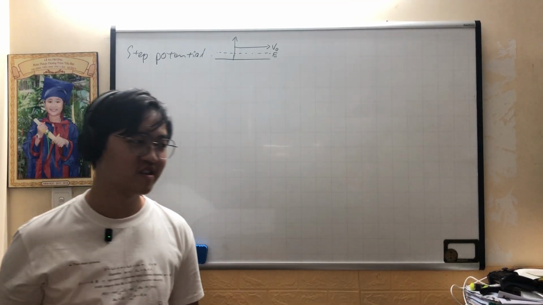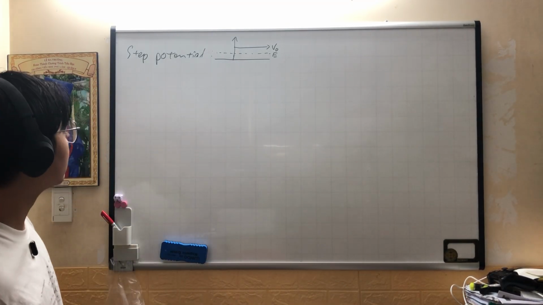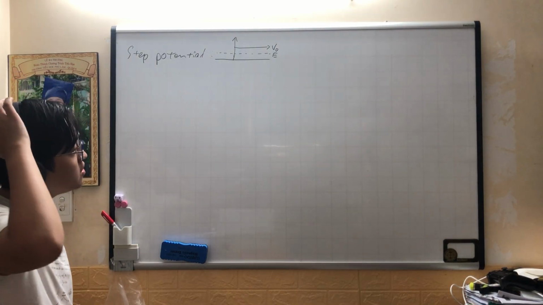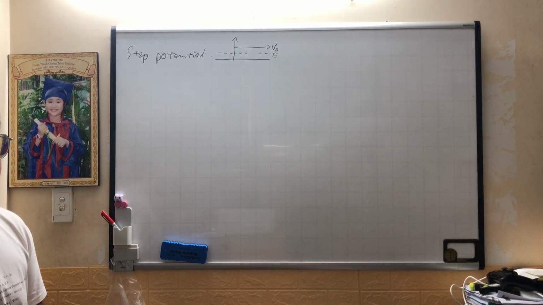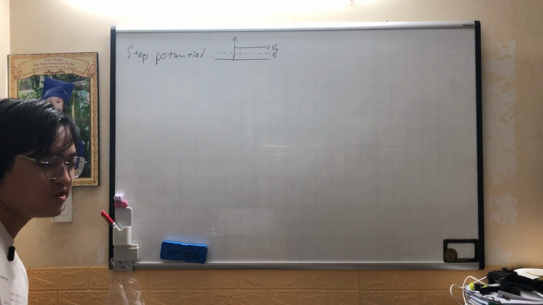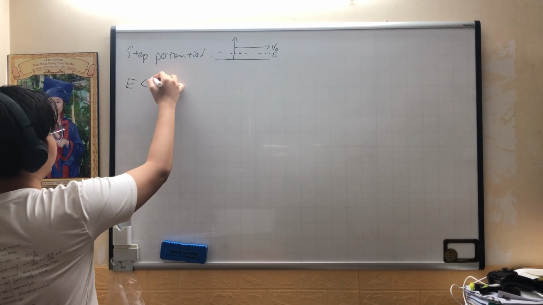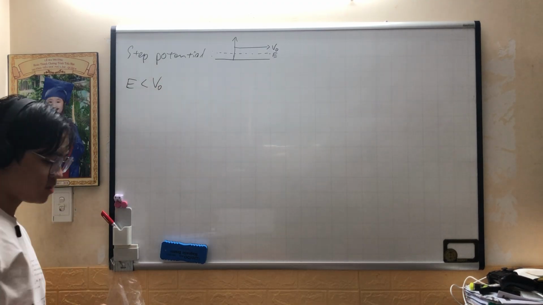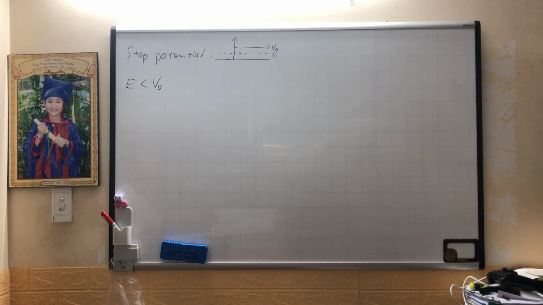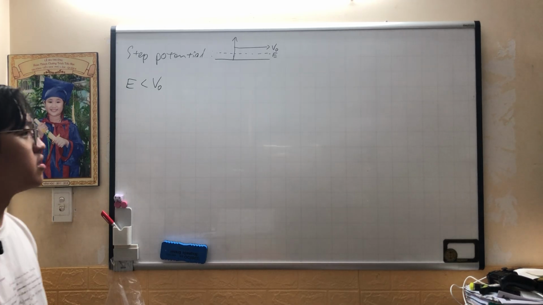Today we're going to continue to take a look at the step potential, and this time it would be the third case, which is when your E is less than V naught. And here we will see the quantum tunneling, the actual quantum tunneling.